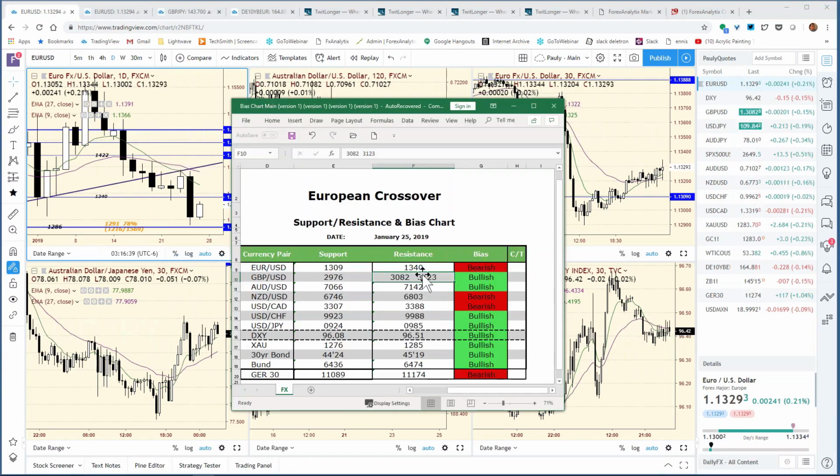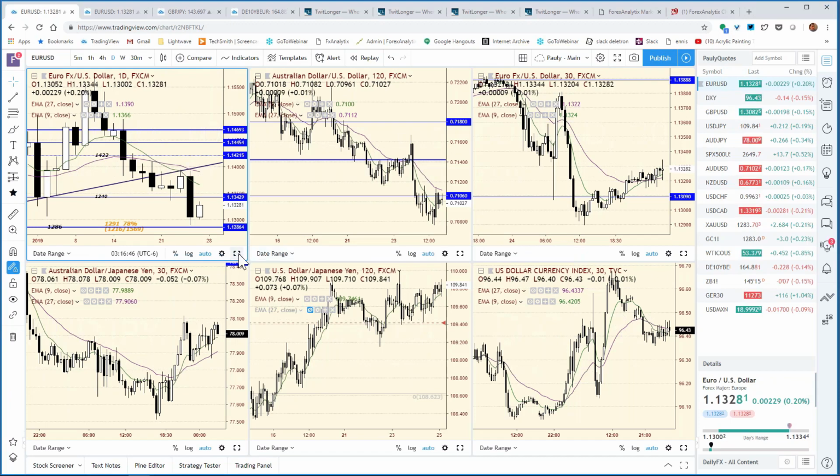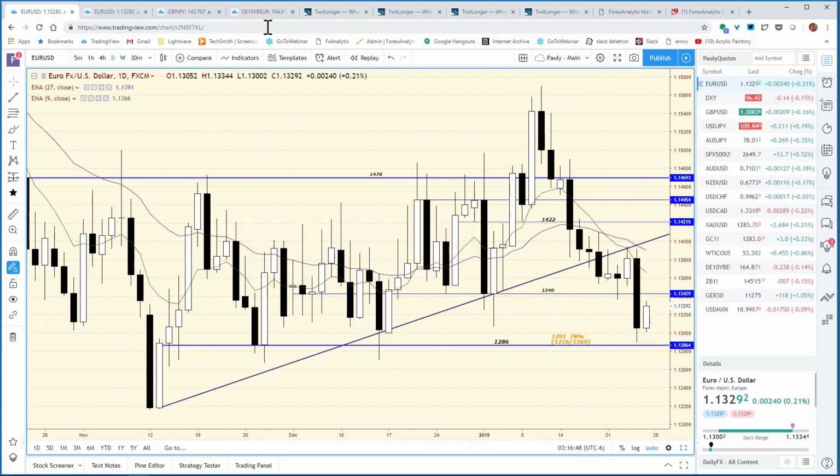Boy, what a move we had. Well, 3123 is the daily resistance. That's why I had that marked here. Well, we got that report from the Sun. Blake was the one that highlighted that in the chat.